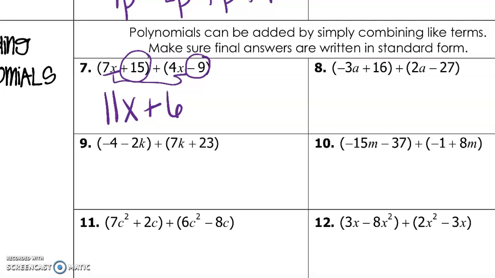Again, you can just ignore all these parentheses here and just realize it's a plus sign between the 2k and the 7k. So just match up your like terms. Again, we need to start with our k. Negative 2 plus 7 would give me positive 5k. And then negative 4 plus 23 would give me plus 19.